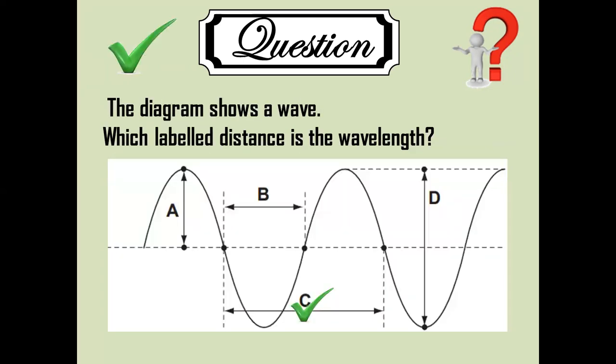The diagram shows a wave. Which labeled distance is the wavelength? Here, the distance between two consecutive crests or troughs, or the distance between two corresponding crest and trough, is the wavelength. For example, the distance between these two points, half consists of crest and half is trough. That makes one wave, that is the wavelength.